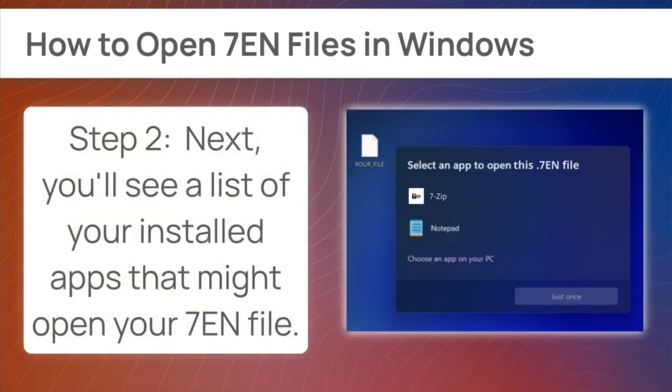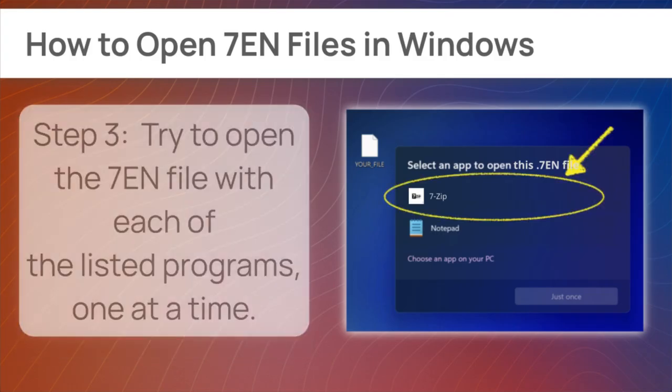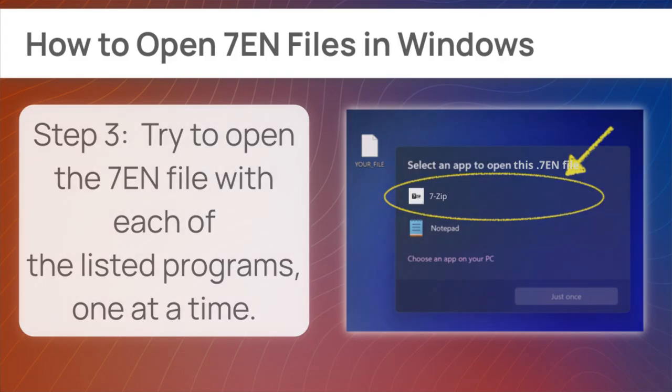Right-click the 7EN file and choose Open With. Use 7-zip as your first choice. If it fails, select another program. Be methodical in your testing.